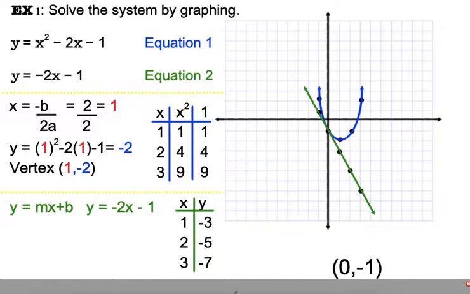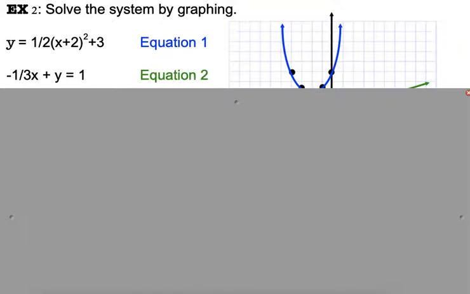Let's look at another example, but this time our quadratic is going to be in a different form. This time our quadratic is going to be in vertex form. Now, if you look at the first equation, I see parentheses and a square. That should right away send up a blinking light to you mentally that this is vertex form.